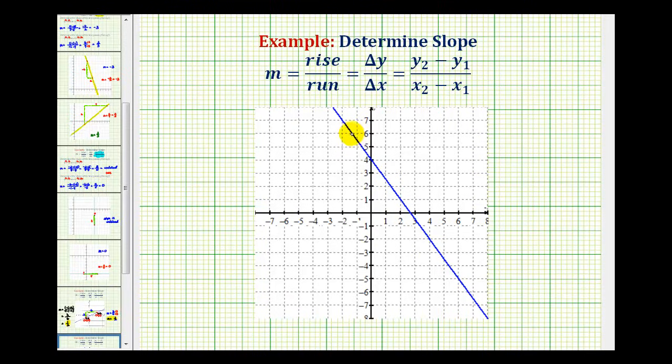We want to determine the slope of the line graphed here in blue. There's a couple ways of doing this. Remember, the slope is the ratio of the vertical change to horizontal change of a line, which can be expressed as the rise over the run or the change in y with respect to the change of x. So if we can identify 2 points on this line that have integer coordinates, we can analyze the line to determine the vertical and horizontal change.